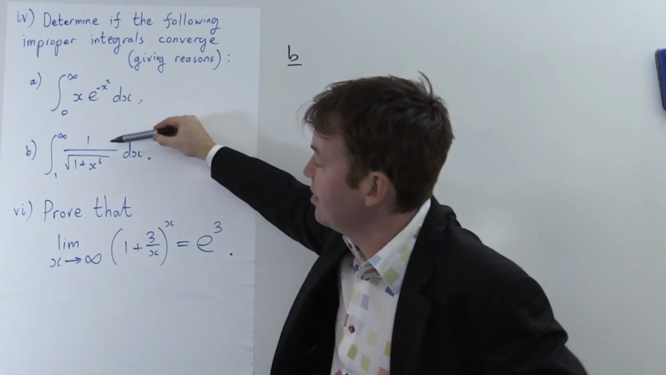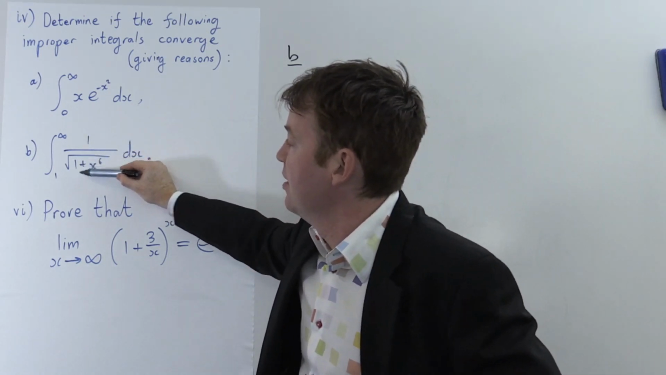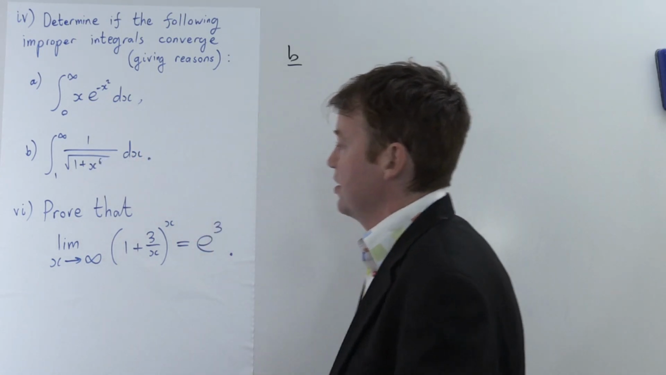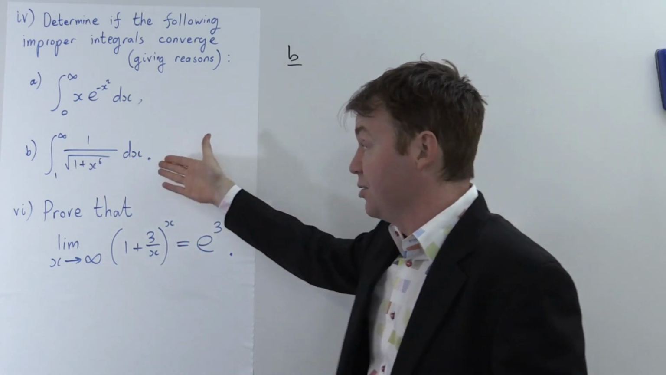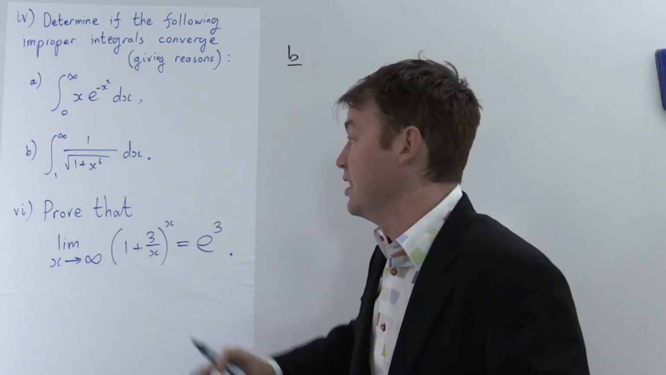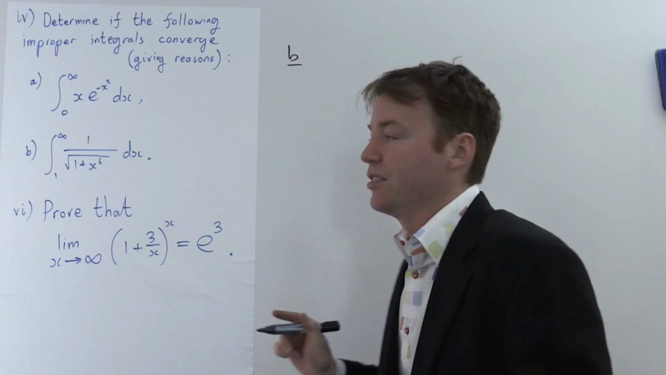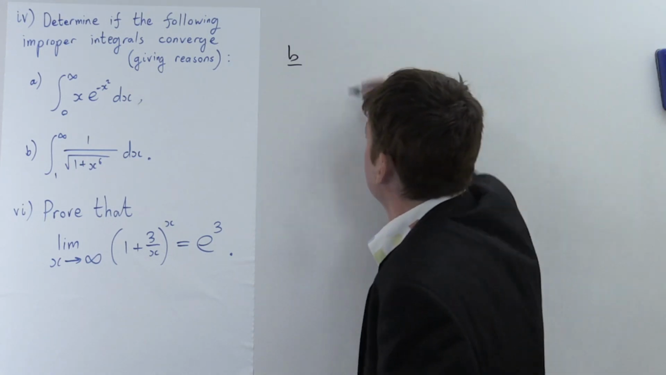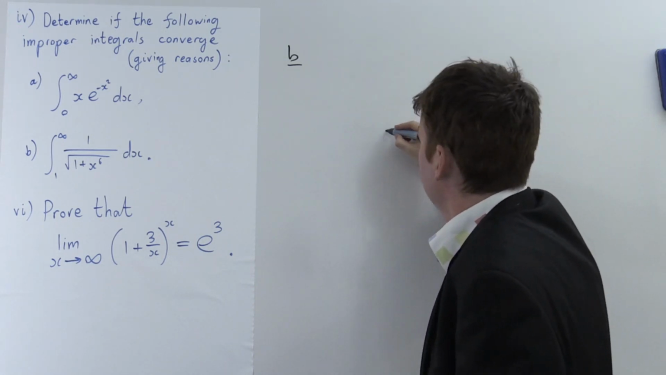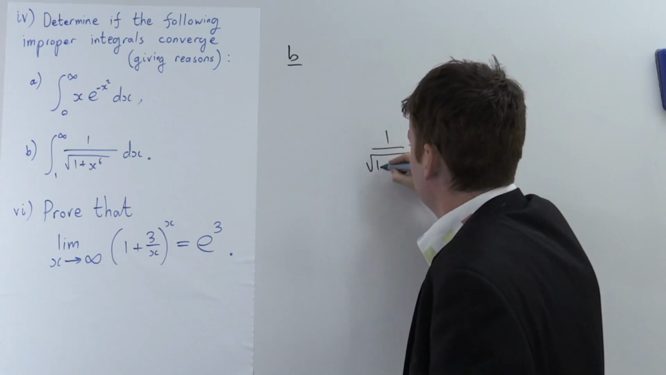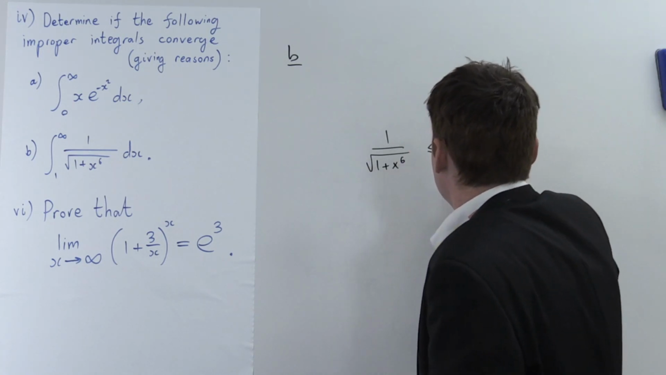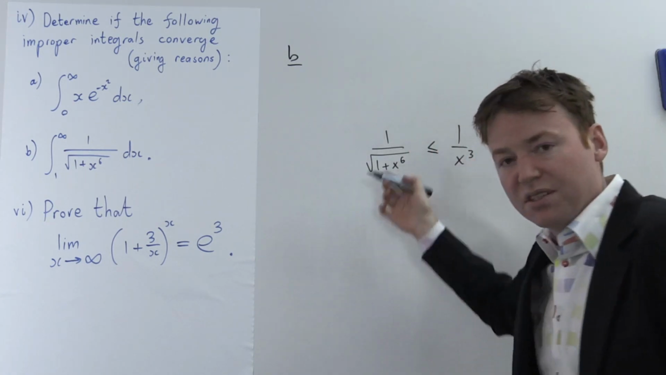And in fact, this is bounded by 1 on x to the 3 because this is just a little bit bigger than x to the 6. So I'm thinking I should compare this to 1 on x cubed, and in fact that comparison will be fairly easy because this is just a little bit smaller than 1 on x cubed. So maybe I'll start off like this. What I want to say is that the square root of 1 plus x to the 6 is greater than or equal to x cubed. This is what I want to say.